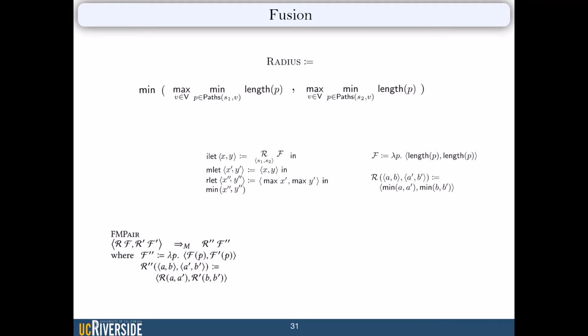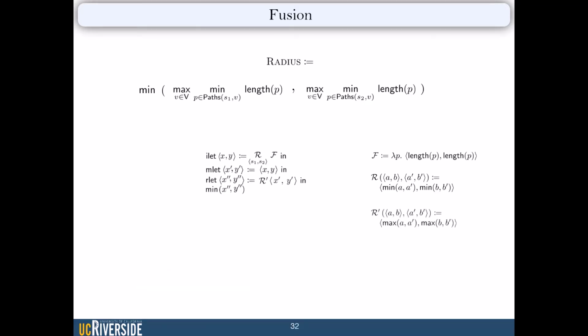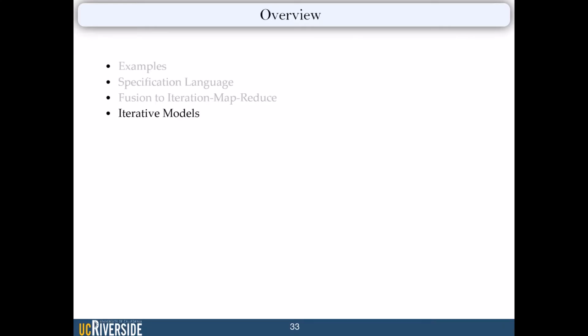Here, I'm going to take a second to show the fusion rule that is applied in this step. Rule FM pair transforms all pairs of path-based reductions to a single path-based reduction, such that the path function applies a pair of path functions to a path, and the reduction function operates on pairs of values. Finally, the pair of vertex-based reductions are transformed to a single vertex-based reduction R prime that operates on pairs of values. We saw graphs specification language and how fusion transforms it into iteration, map, and reduce.